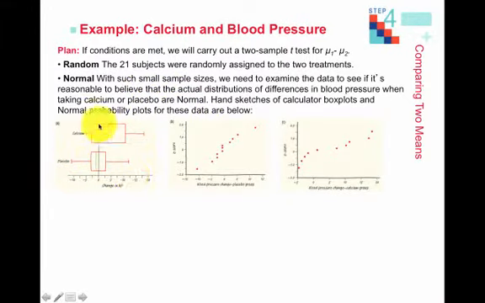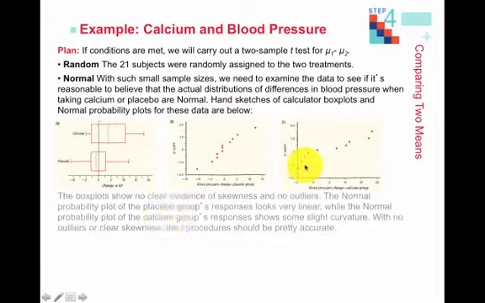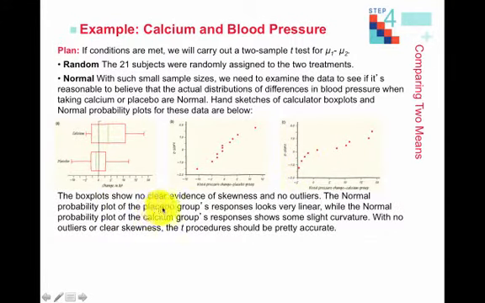So here are box plots, and here are normal probability plots for these data. The box plot shows no clear evidence of skewness and definitely no outliers. The normal probability plot in the placebo's group looks very linear. The normal probability plot of the calcium groups shows some slight curvature. With no outliers and no clear skewness, the T procedures should be pretty accurate.